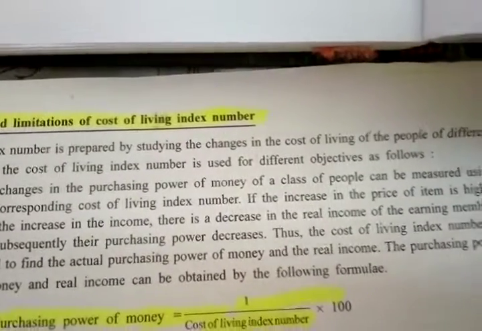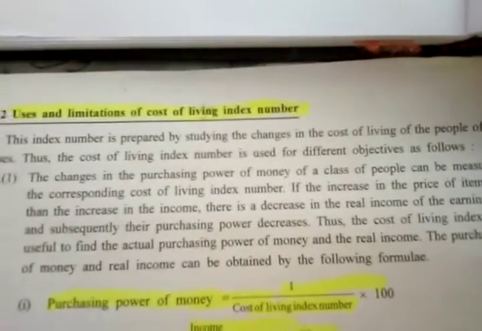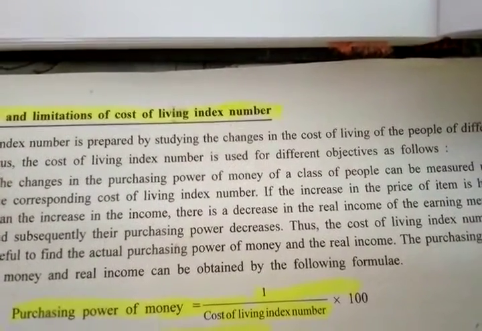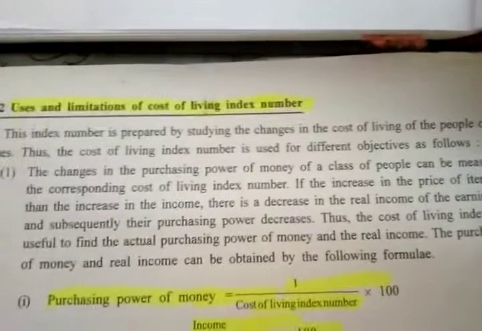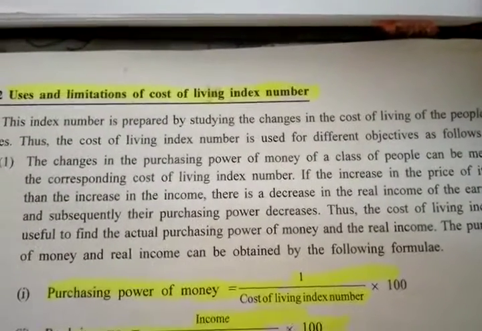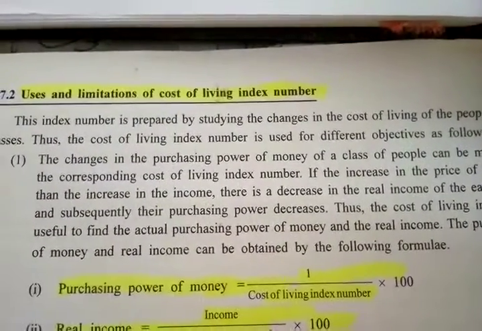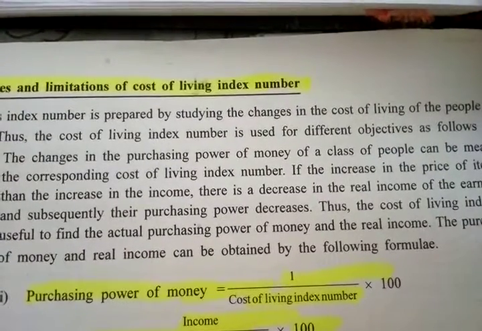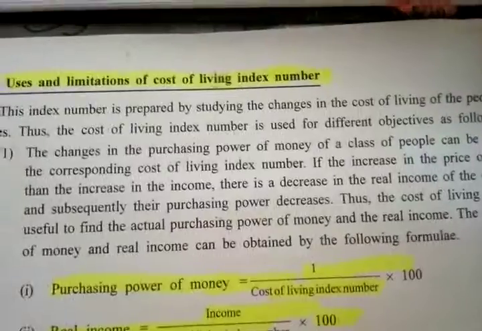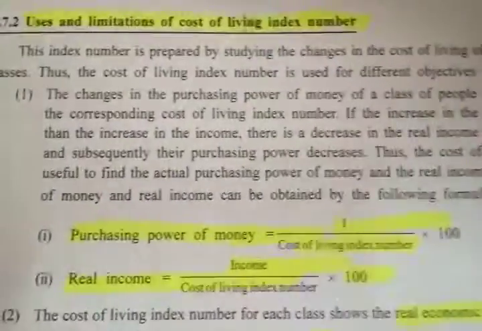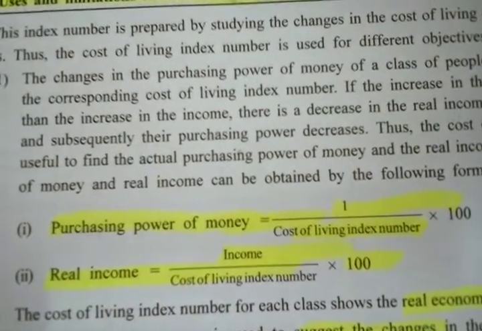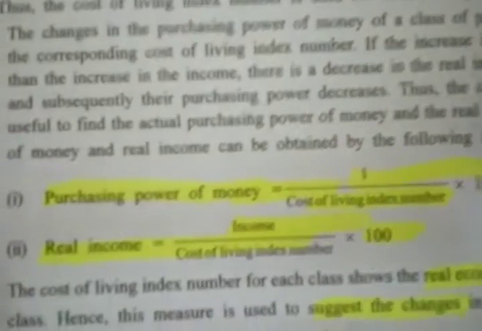Thus, the cost of living index number is useful to find the actual purchasing power of money and the real income. The purchasing power of money and real income can be obtained by the following formulae. Purchasing power of money is equal to 1 upon cost of living index number multiplied by 100. That's the formula for purchasing power of money. And the formula for real income is income divided by cost of living index number multiplied by 100.